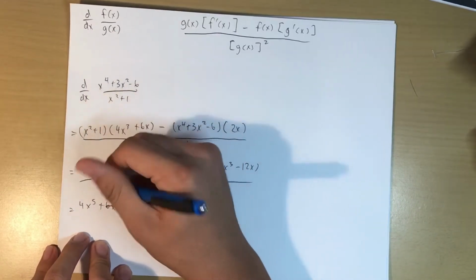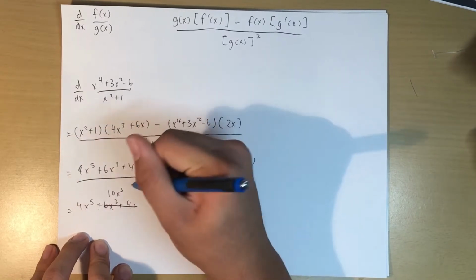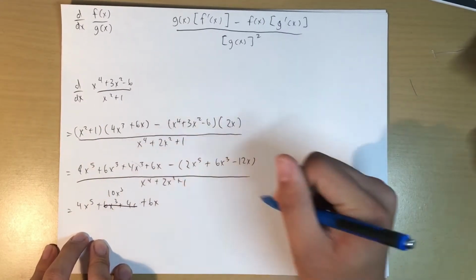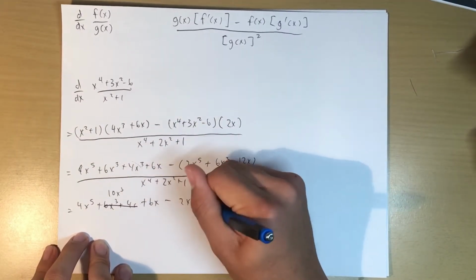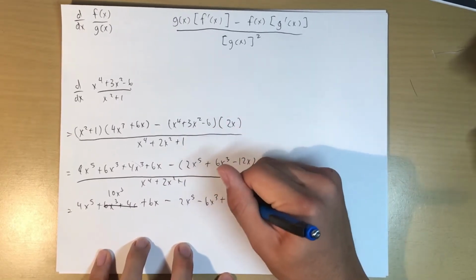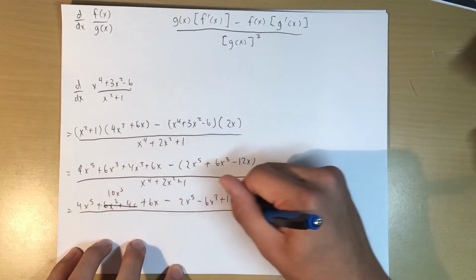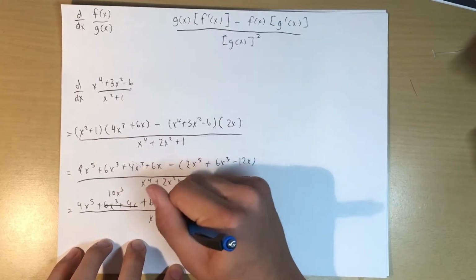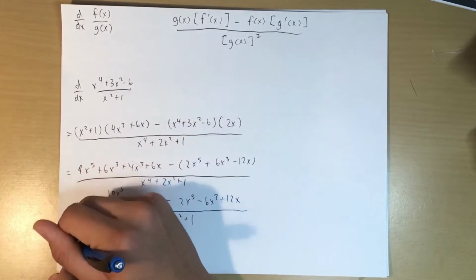Actually, we can combine these two terms to get 10x cubed plus 6x minus 2x to the 5th. Distributing the negative sign, we get minus 6x to the 3rd plus 12x, divided by x to the 4th plus 2x squared plus 1. And now we just need to combine like terms.